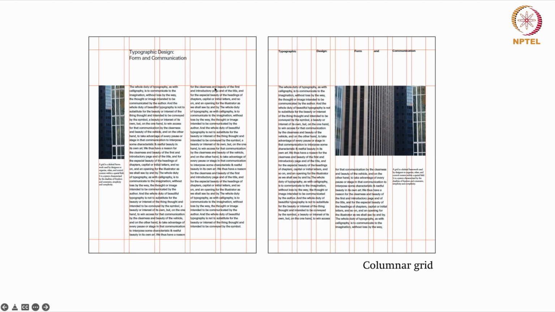For example, in this page you have 1, 2, 3, 4, 5 columns, and then on the right side page the number of columns has been increased. In between you have a gutter space, the space which divides two columns.